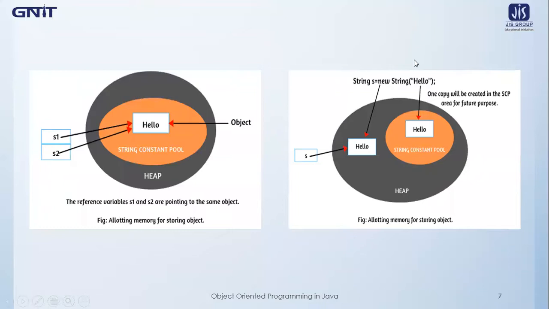In this context, one thing you have to keep in mind is that the objects created in the string constant pool area are not eligible for garbage collection, because implicitly the reference variable will be maintained by JVM itself. As we all know, normal objects are eligible for garbage collection, but as these objects are created inside the string constant pool, they are not eligible for garbage collection.